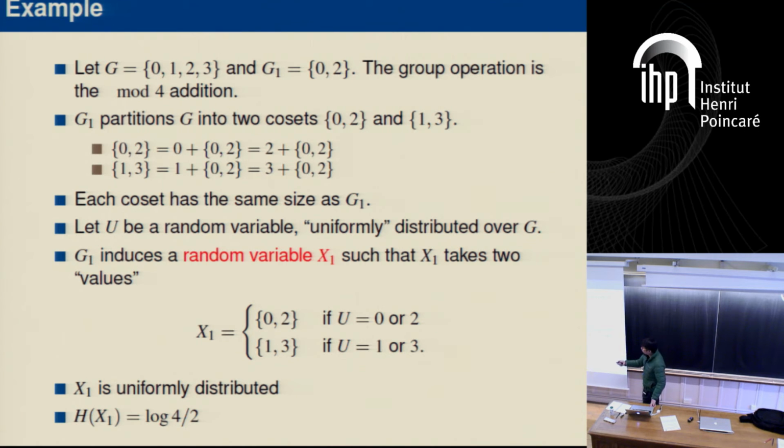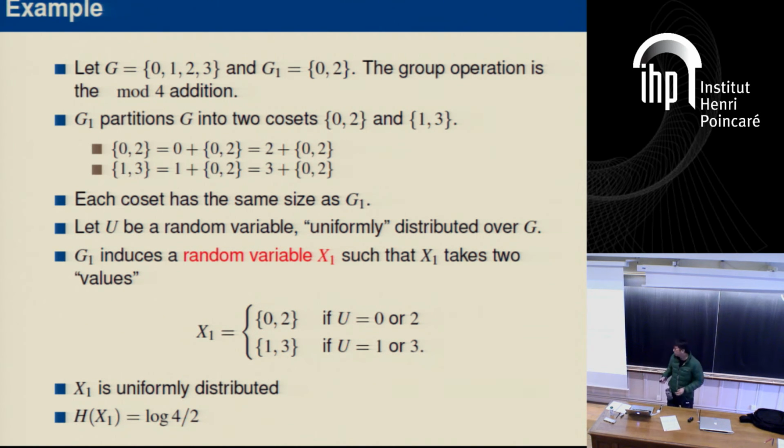Right. X1 will be the coset {0, 2} if the random variable U is either 0 or 2. It will have a different value, the coset {1, 3}, if U takes the value of 1 or 3. It looks complicated, but it's actually just that X1 tells you which coset your U is contained in. So in this case, we have two cosets. So X1 is actually a binary random variable.